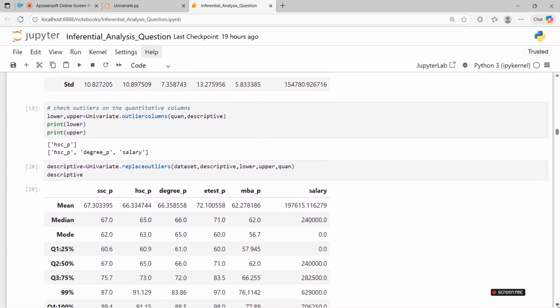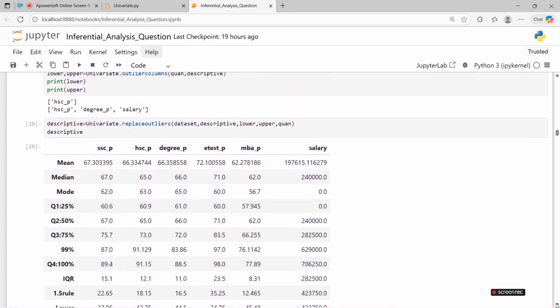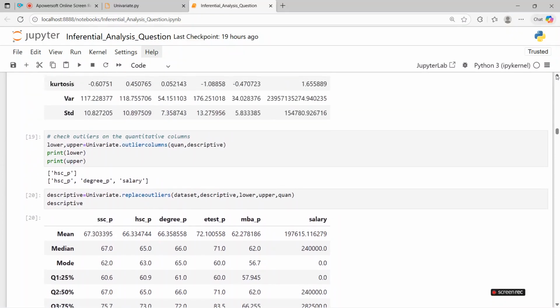So we need to replace them with an appropriate value. For that we have a function, replace outliers. We are giving the necessary parameters for the function and running it. Once we run it, we need to check whether it is getting replaced or not.